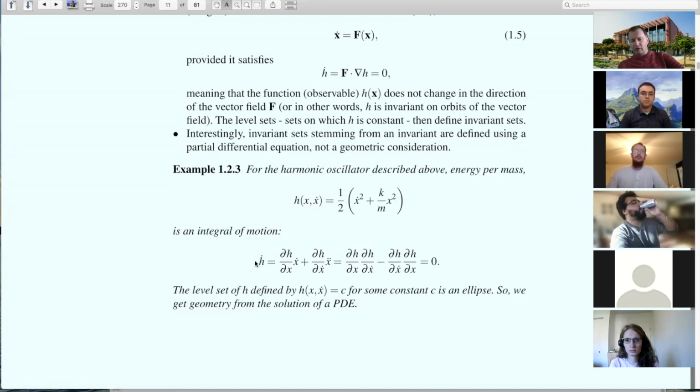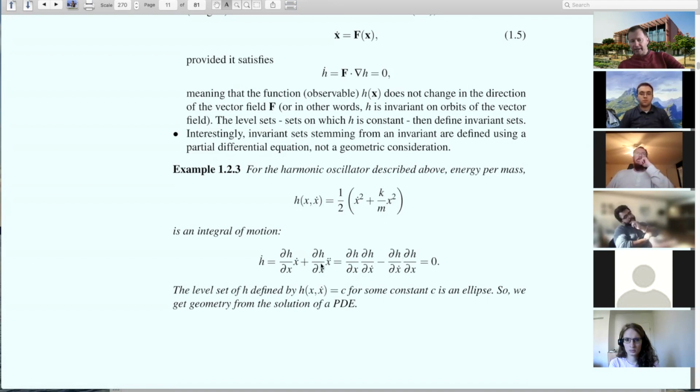Well, here, h dot is partial h with respect to x, x dot, plus partial h with respect to x dot, y dot. That's x double dot. Remember, x dot is y, x double dot is y dot. Now that's partial h with respect to x. X dot itself, take a look, is partial h with respect to x dot. Differentiate this with respect to x dot, and you're going to find that that's just x dot. And then partial h with respect to x is k over m x.